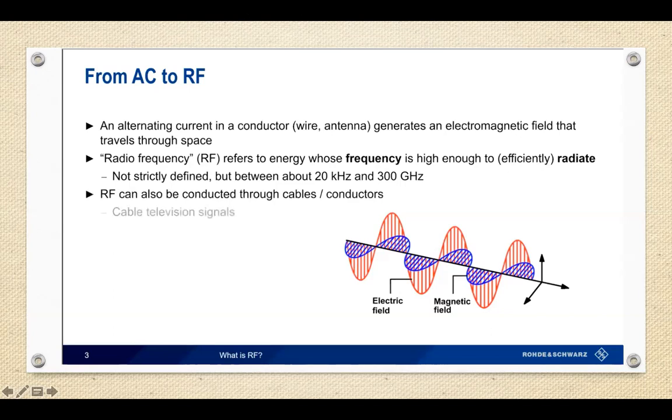A common example of this is cable television signals sent within coaxial or coax cables. RF is also conducted between components in electronic devices, such as within a cell phone or a GPS receiver. And most radio frequency test and measurement applications have traditionally used conducted RF.